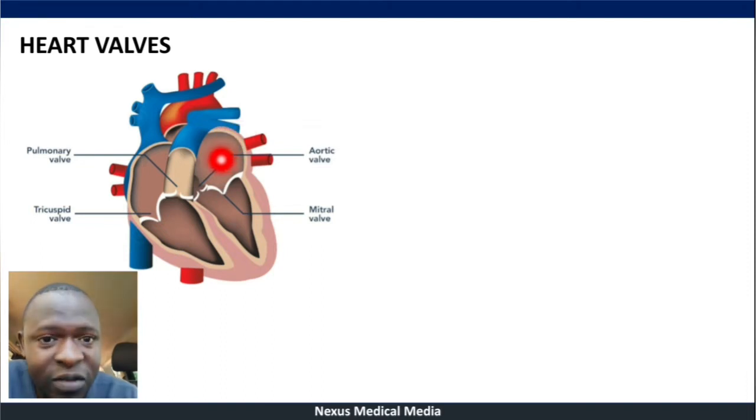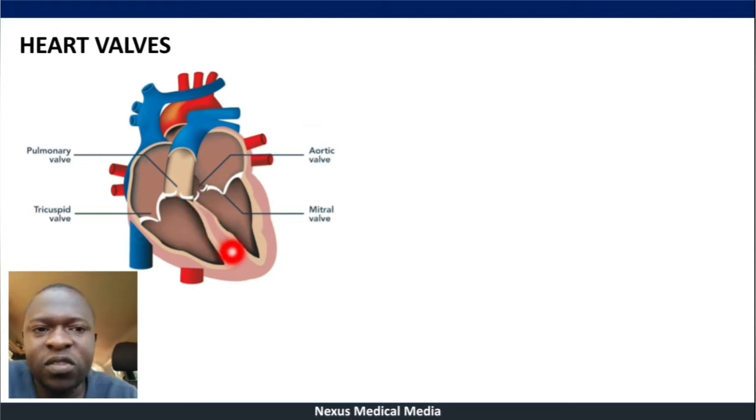So from the left atrium to the left ventricle is the mitral valve. From the left ventricle to the aorta is the aortic valve. From the right atrium to the right ventricle is the tricuspid valve. And from the right ventricle to the pulmonary artery is through the pulmonary valve, right?